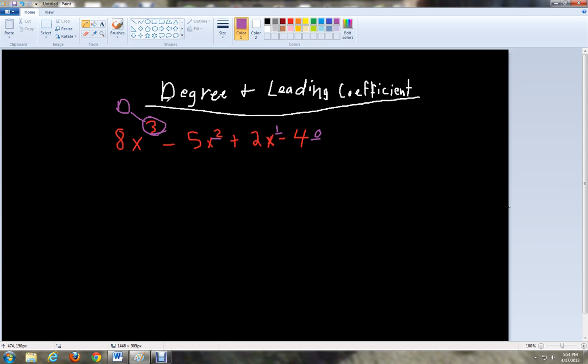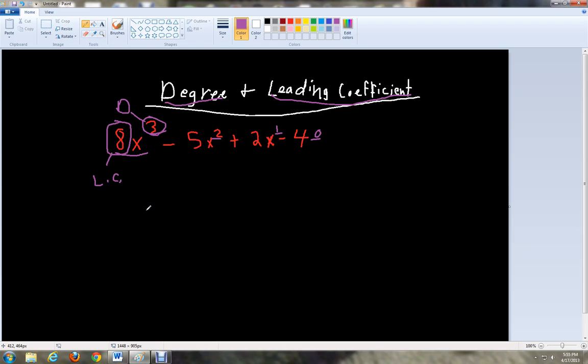So that takes care of the degree part. The leading coefficient of the polynomial is the number that belongs to the leading term. So the leading term is 8x cubed. It's got the largest degree. The leading coefficient would be 8. So LC for leading coefficient is 8.